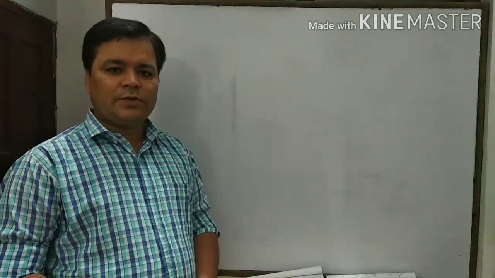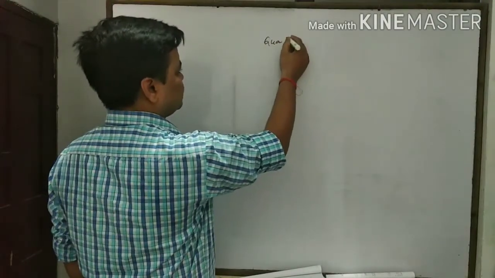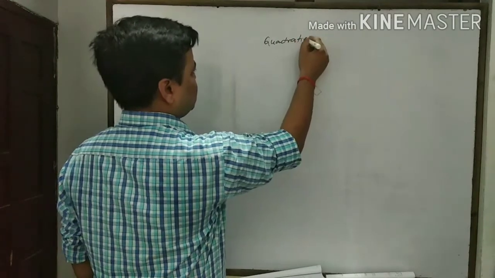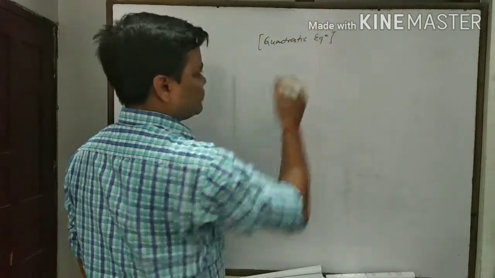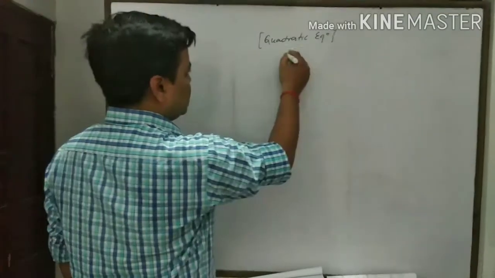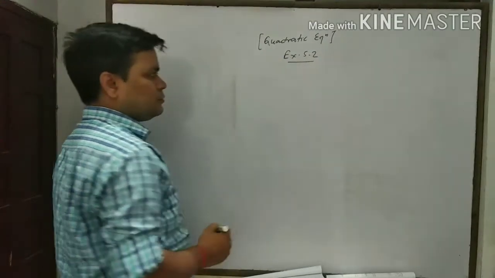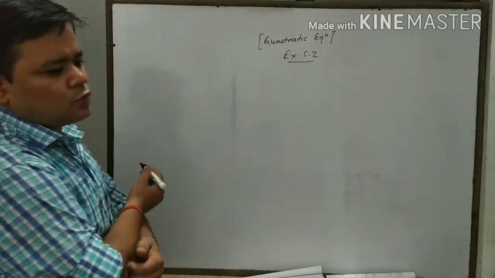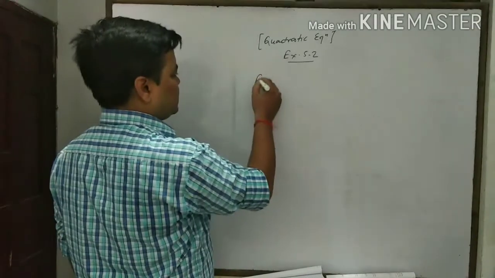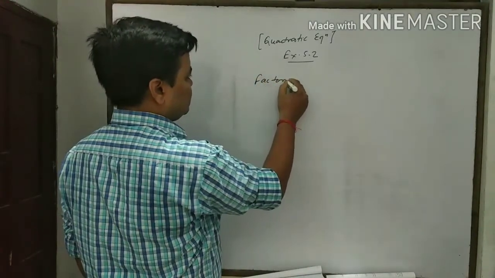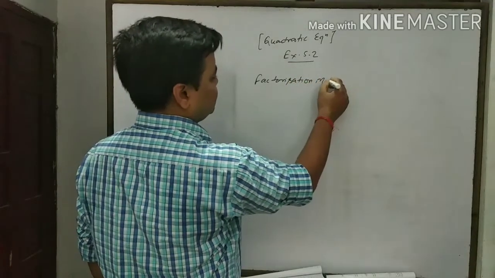In our last video class, we discussed the quadratic equation, and it was exercise 5.2. All the questions given in exercise 5.2 are based on the factorization method.